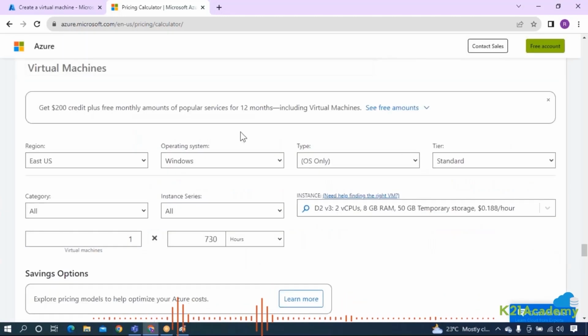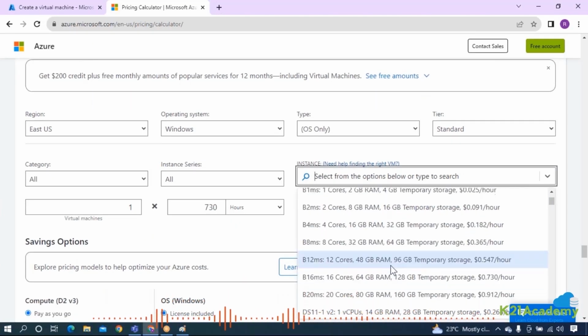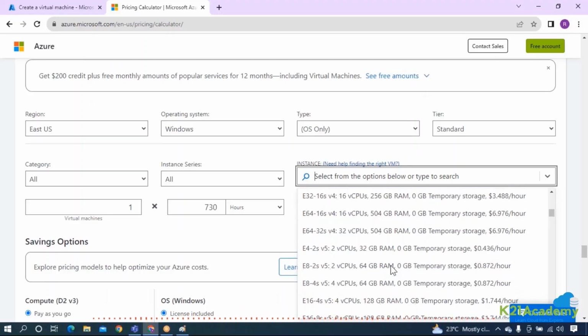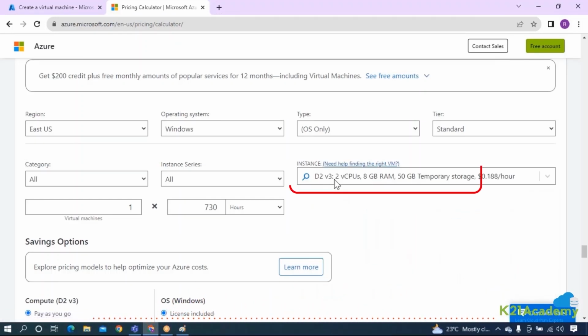Now, definitely there will be different sizes of the virtual machine available, depending on how much RAM and how much CPU you would like to utilize. You can see the series of the sizes over here, and you can go ahead and pick the particular size that you will be utilizing for the business. So let's say I have selected D2S V3 over here.